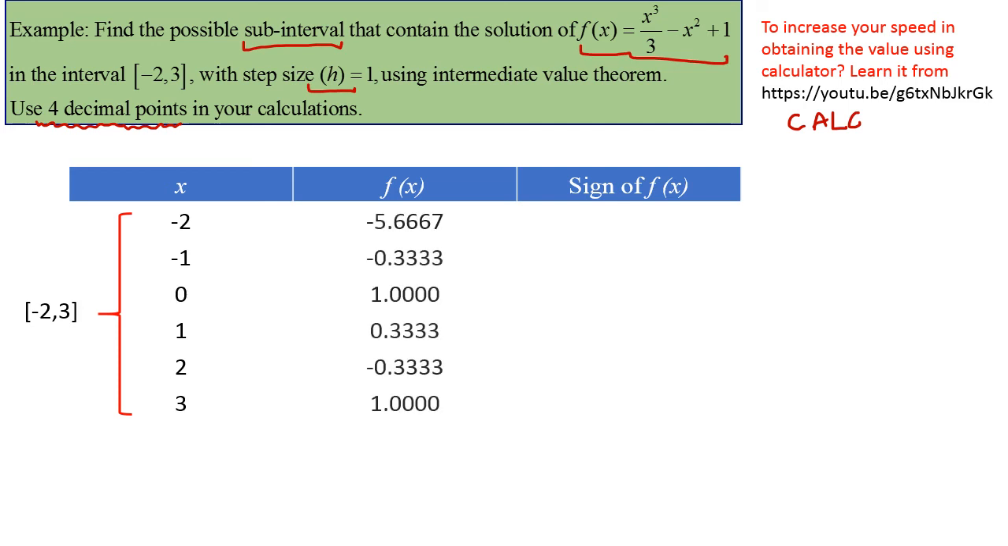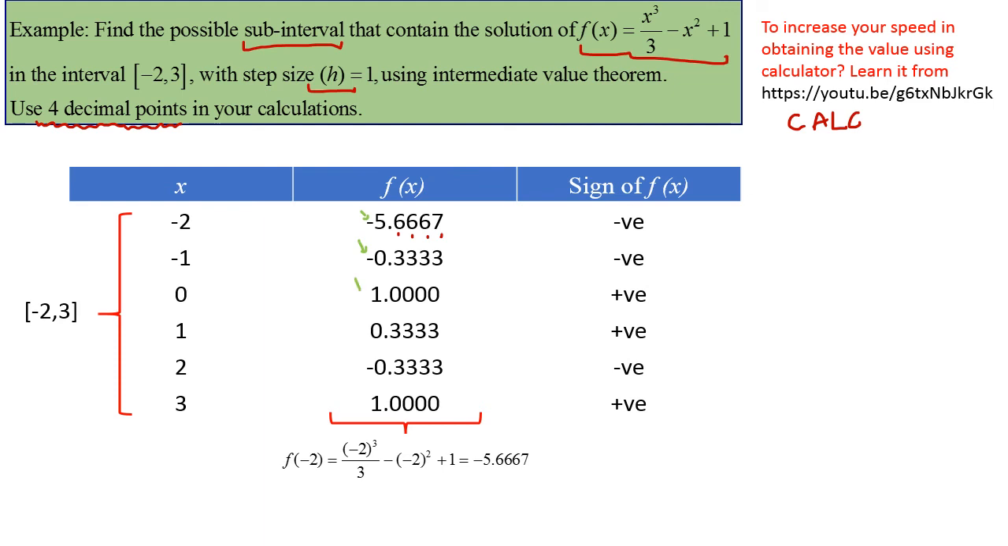So how do we obtain f(x)? By substituting each value of x into the f(x) given in the question. For example, if you substitute −2, you will get −5.6667. You can see here I use 4 decimal places, 1, 2, 3, 4, because I follow the question. So find f(x) for each value of x, and then you can see the signs of f(x): negative, negative, positive, positive, negative, and positive.